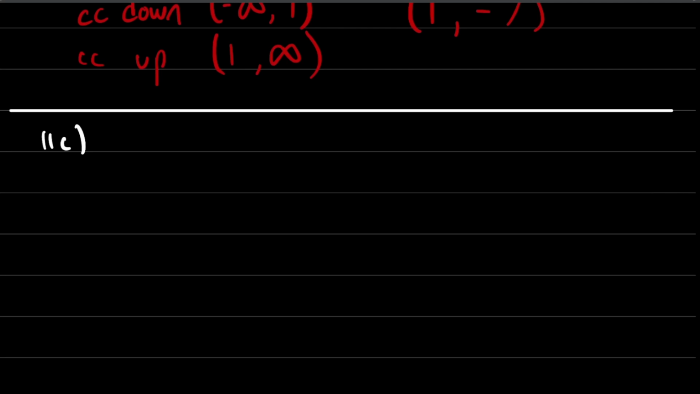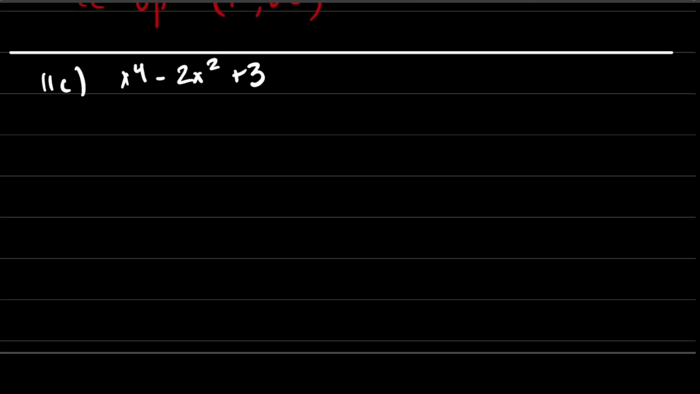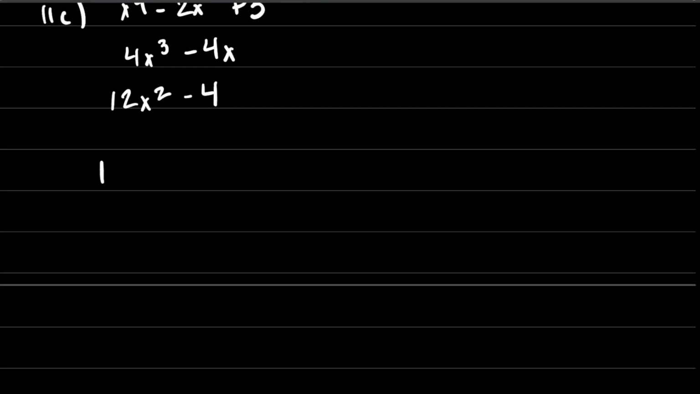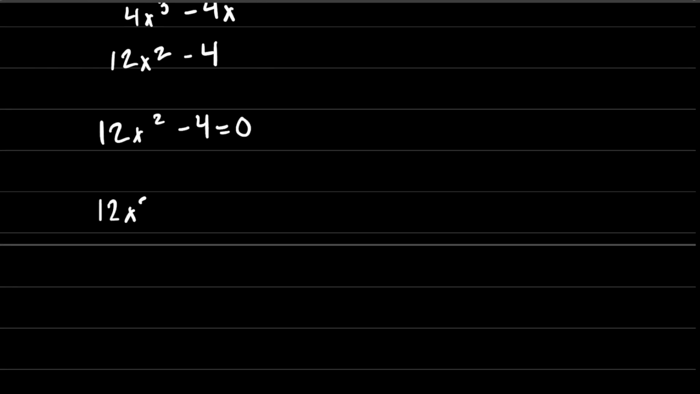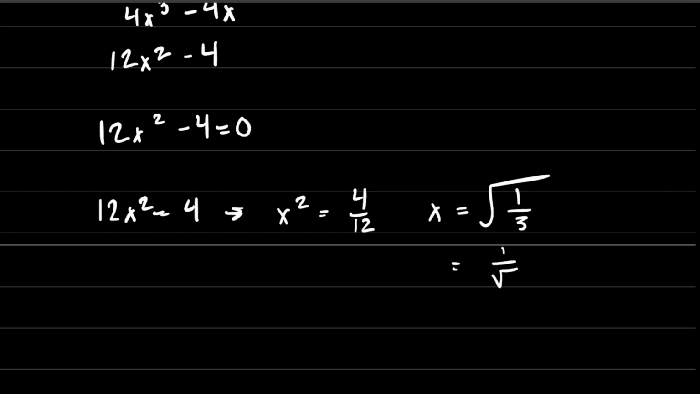11C is given to us as x to the 4th minus 2x squared plus 3. We can take the derivative of that, and it gives us 4x cubed minus 4x. And then we take the derivative of that, which gives us 12x squared minus 4. From there, we set 12x squared minus 4 equal to 0, and that gives us 12x squared is equal to 4, which goes to x squared is equal to 4 over 12, which gives us that x is equal to the square root of 1 over 3, which is also equal to 1 over square root 3.